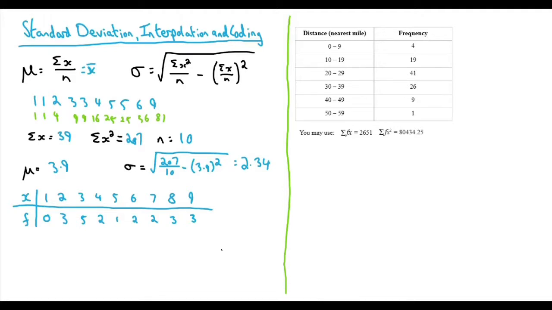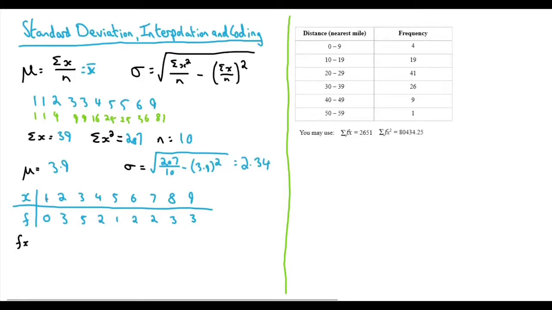What we can do instead is, rather than strictly speaking having the sum of x, we're going to have the sum of fx. So the x term times the frequency, which will be the same as just doing 2 add 2 add 2, add 3 add 3, and so forth, right? But before we can get the sum, we would need to know the individual terms.